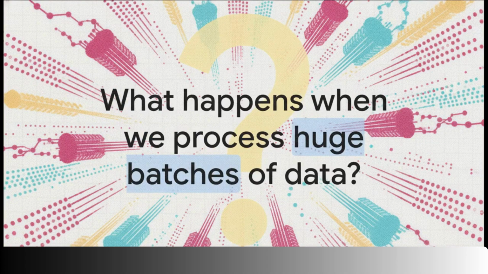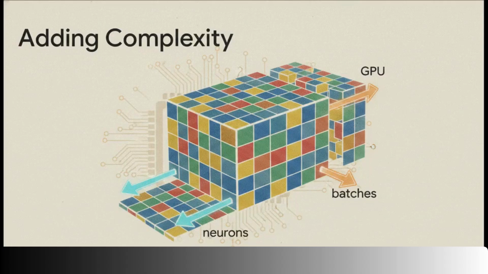An AI model like ChatGPT doesn't just have a few neurons, and it certainly doesn't just look at one piece of data at a time. So, what happens when we add thousands of neurons or need to process massive batches of data simultaneously? Well, the beautiful thing is we don't change the math at all. We literally just build a bigger spreadsheet.